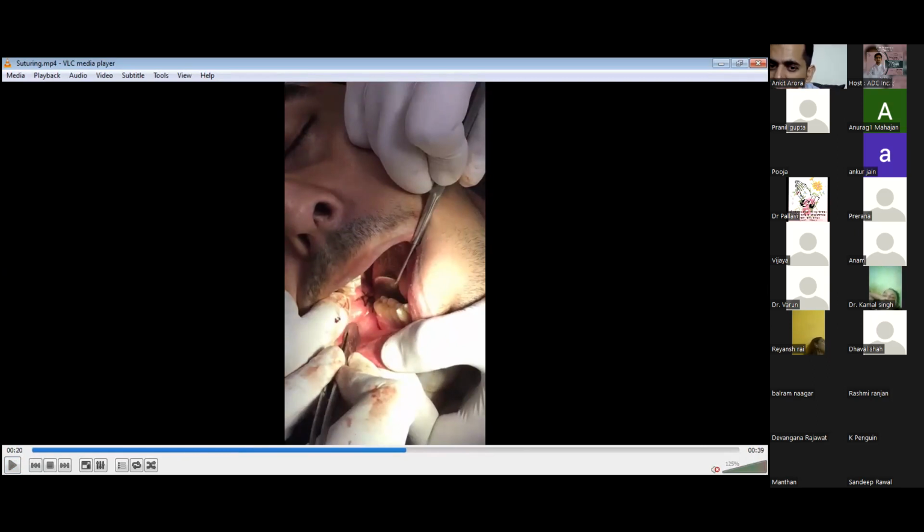I'm not suturing it up because of a simple 2 factor. It will allow the seroma or exudate or any lymphatic collection from the extraction site to go into the vestibule.